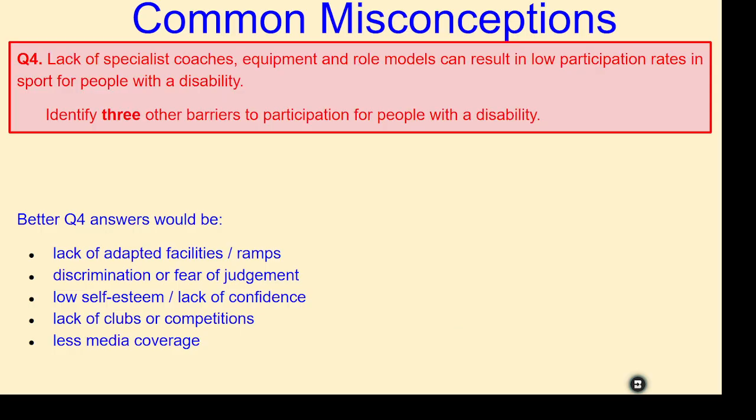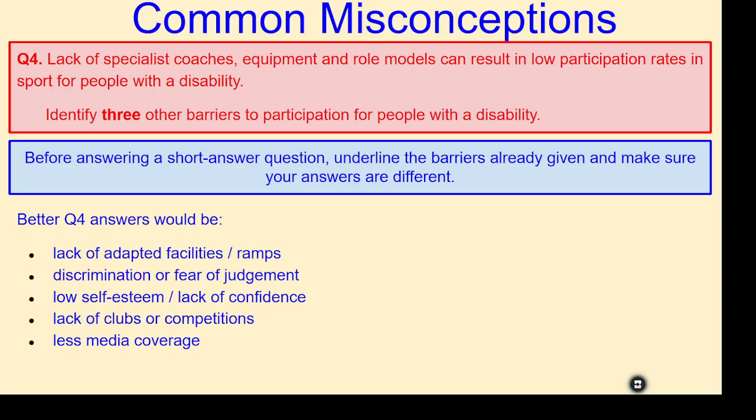If we look at question 4 again, things that we could have used, which might have been better, might have been a lack of adapted facilities, a lack of accessibility around ramping, etc., discrimination or fear of judgment, a lower self-esteem, self-efficacy, a lack of confidence, a lack of opportunity for the performers, and having less media coverage, and the impact that having less media coverage can have on sports. So that could be about sponsorship, not role models. I can't mention role models because it's there in the question.